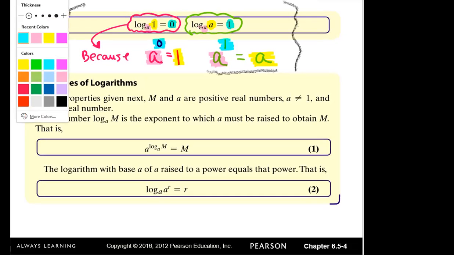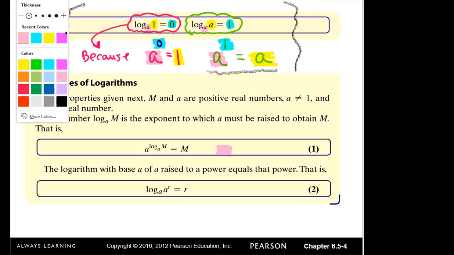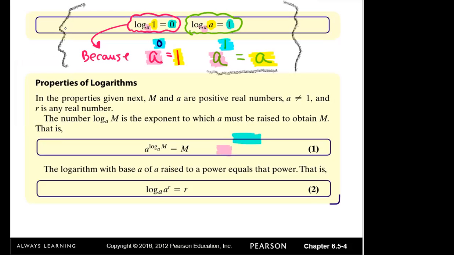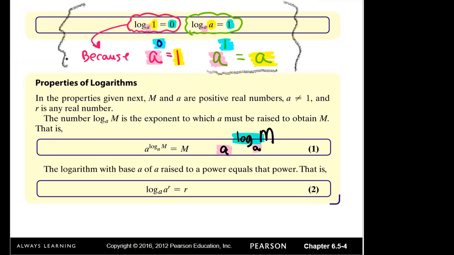The way I like to explain it is, if you have base a, okay, and it is raised to an exponent, but within that exponent, you've got base a, and then you've got log base a of an M. You notice how, I'm trying to color code, this a right here on that logarithm matches this a.